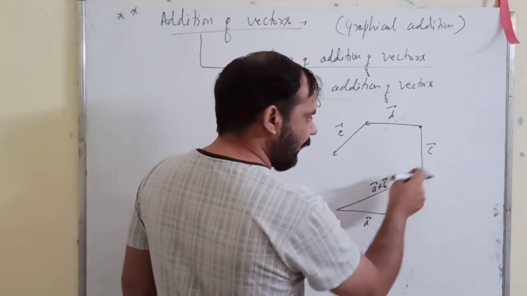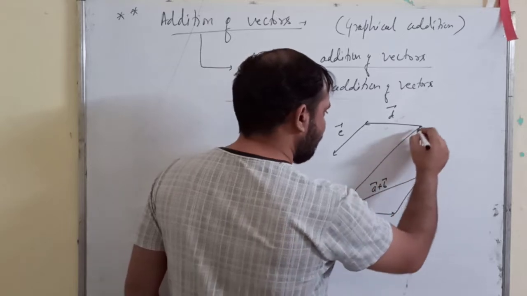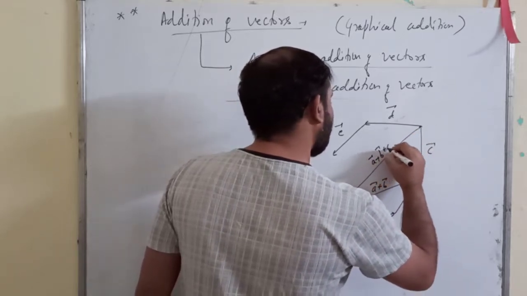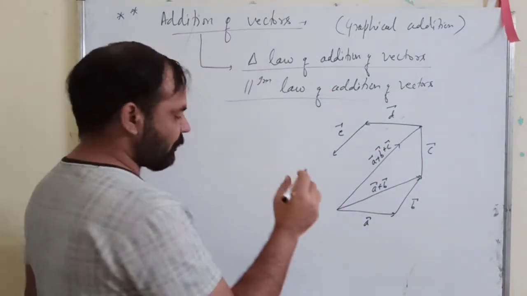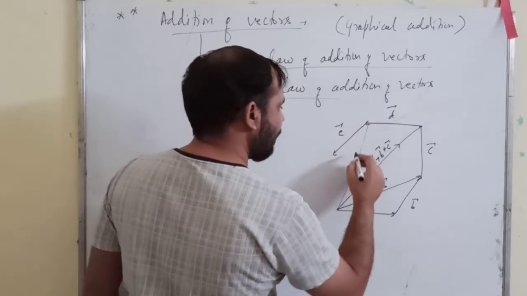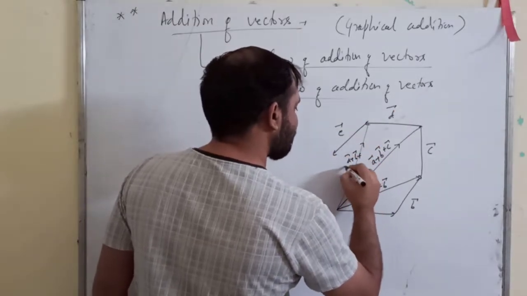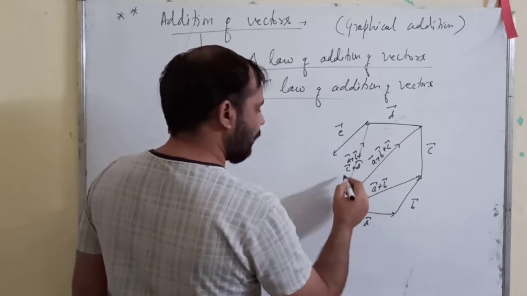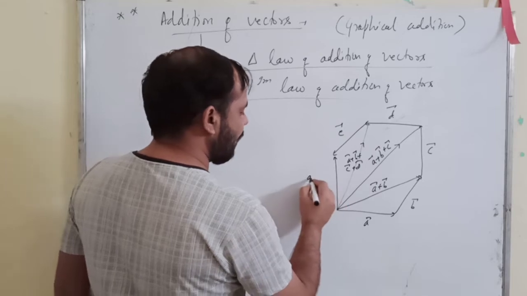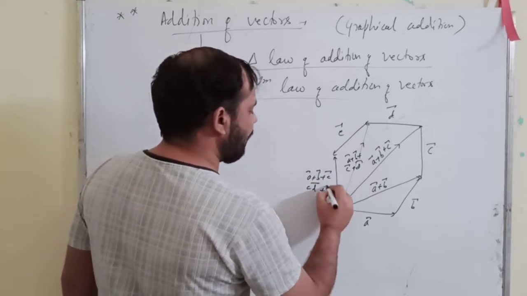Now take this and this one. The head of this vector is touching the tail of this vector, so this side in this direction will represent A plus B plus C. Now this plus this, in this direction, is A plus B plus C plus D. Now this with this, if you add like this, this is A plus B plus C plus D plus E.